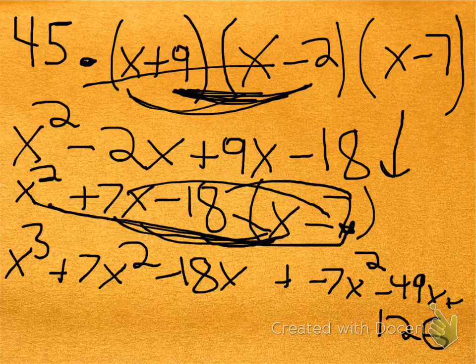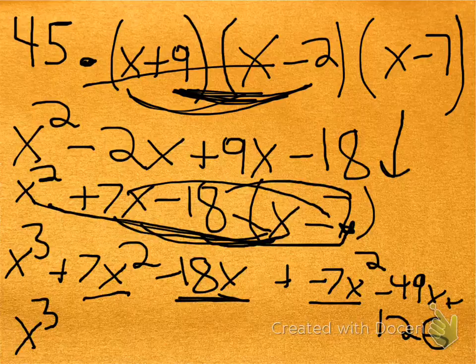Now we have to add and combine like terms. So there's no other x cubed, so it would just be x cubed. Now we have positive 7x squared, negative 7x squared. So those would just cancel out, so you'd have no other x squared terms. And then we want to combine the x terms right here, negative 18x and a negative 49x. And when you get that, you get a negative 67x.